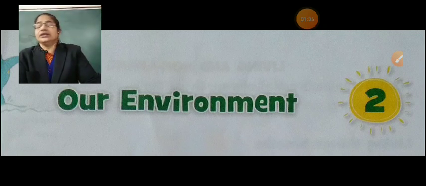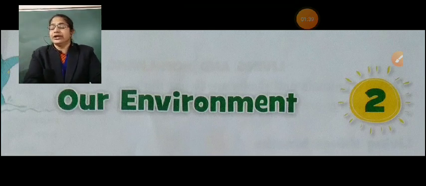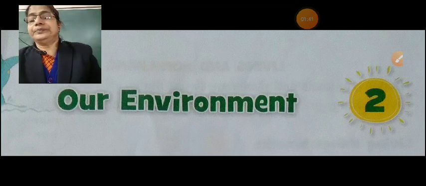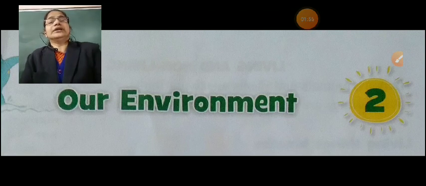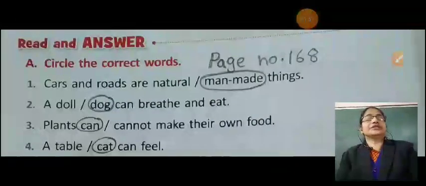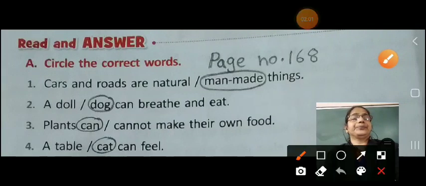We already learned living things breathe, they need food, and they grow. Living things move, living things feel and living things have young ones. We already learned this from chapter 2. Now we are going to learn the exercise of the second chapter, our environment.